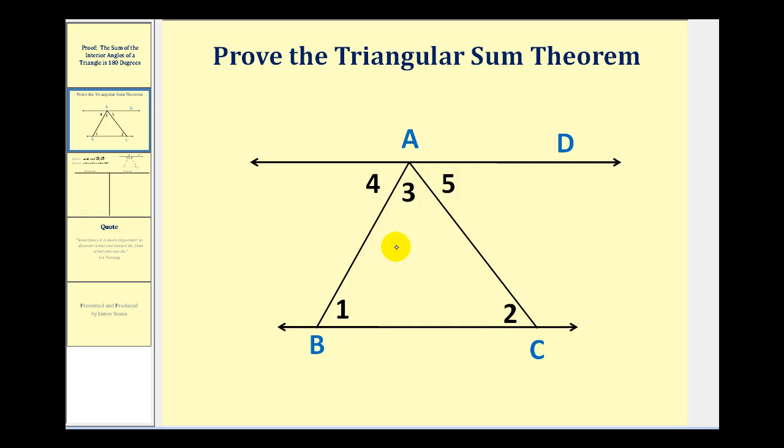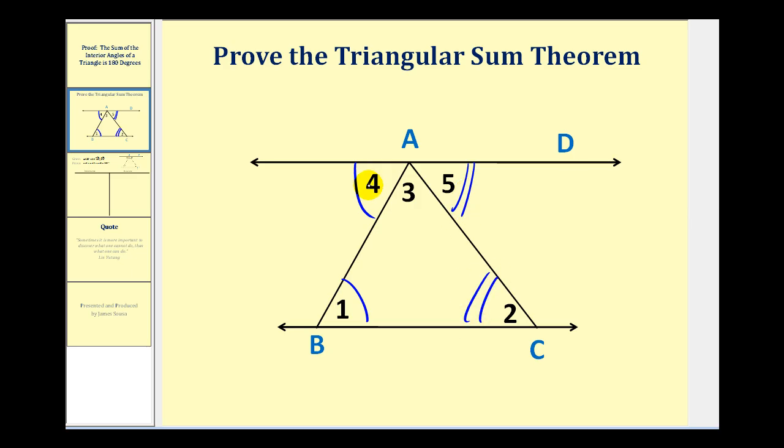So let's talk about our strategy before we write the proof. Since line AD is parallel to line BC and we have two transversals, angle 1 and angle 4 would be alternate interior angles, and therefore they would be congruent. So the measure of angle 1 is equal to the measure of angle 4, and the measure of angle 5 would be equal to the measure of angle 2.